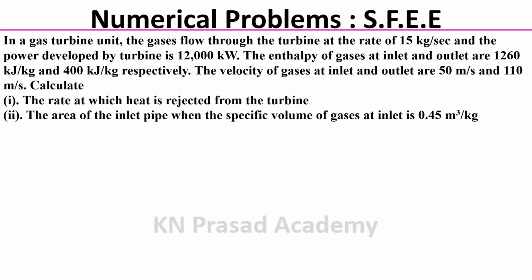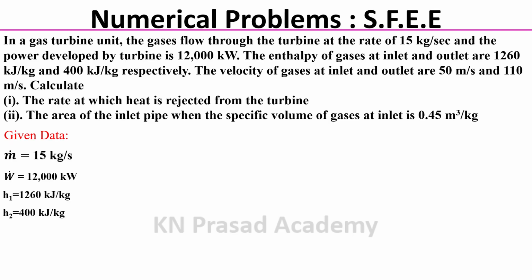In a gas turbine unit, the gases flow through the turbine at the rate of 15 kg per second and the power developed by the turbine is 12,000 kilowatt. So here it is given the mass flow rate 15 kg per second and power or work done by the time, which is given W equal to 12,000 kilowatt or kilojoule per second.